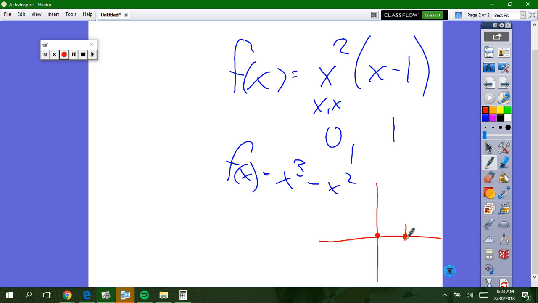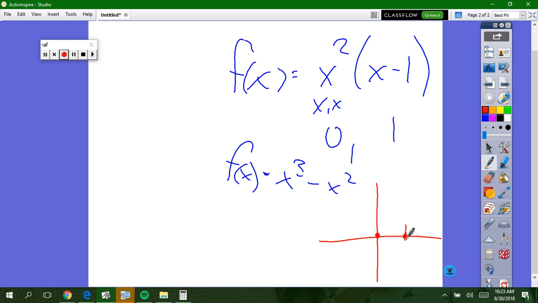I have x squared, so there's 2 of them, right? x minus 1 for the first. 2 plus 1 is 3. Everybody with me there? So it's an x cubed. So x cubed, end behavior, boom, right? As I go to infinity, it should be going up. As I go to negative infinity, it should be going down.